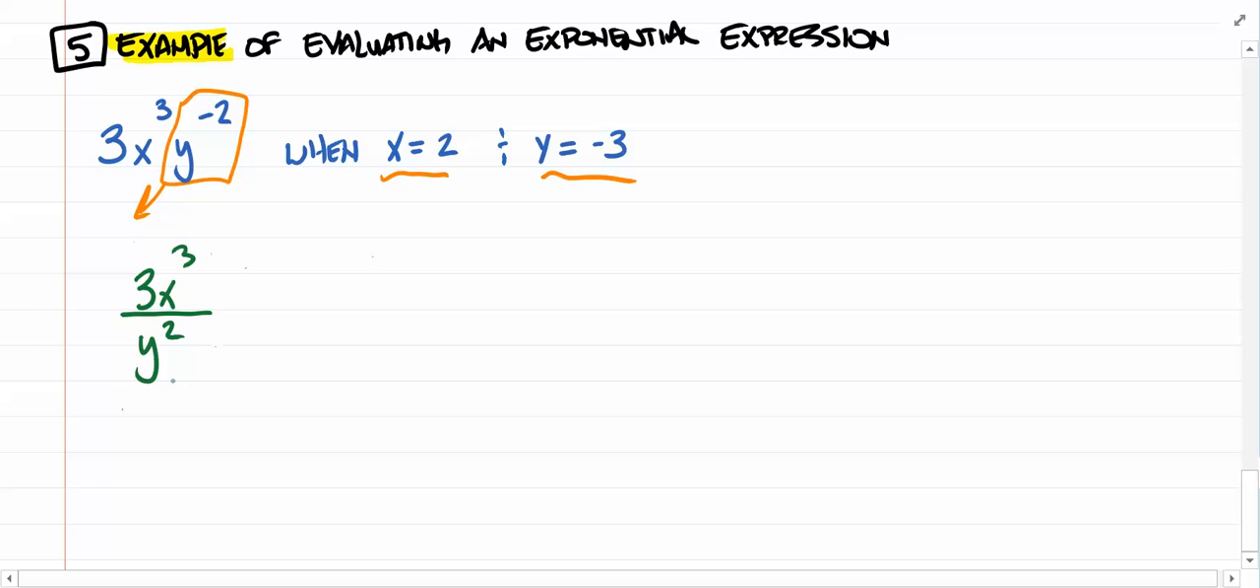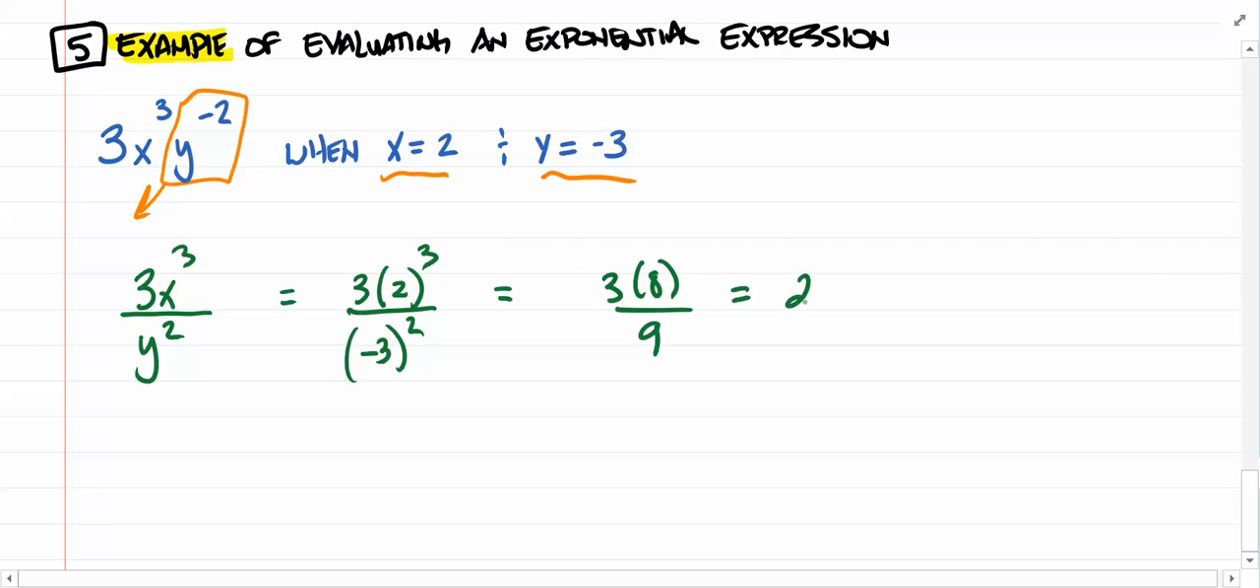Now, once I've simplified my expression, I'm going to plug in my values. So this is going to be 3 times negative 2 to the third, all divided by negative 3 quantity squared. I just substituted in the x and the y. So this gives me 3 times the cube of negative 2, which is negative 8, and negative 3 squared is the number 9. 3 times negative 8 is negative 24 over 9, and that would be my answer.